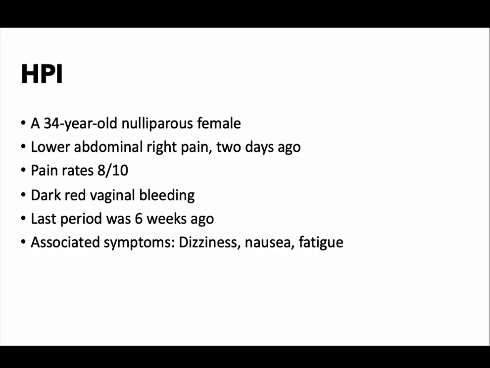If I'm going to present from these slides, I would say something like, so let's talk about this patient together. We have a 34-year-old nulliparous female who presents to my clinic with lower right-sided abdominal pain that started 2 days ago. The patient rates the pain as an 8 out of 10 pain that's associated with dark red vaginal bleeding. Her last period was 6 weeks ago. Associated symptoms include dizziness, nausea, and fatigue. You see, with the bullet points here, I am speaking about the information, but I'm not reading full sentences directly from the slide.